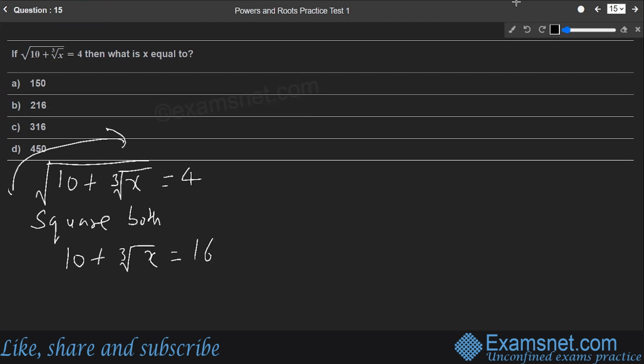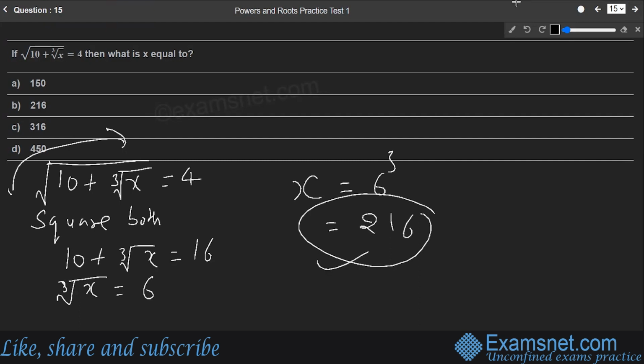Okay, now let's just quickly solve it. Cube root of x is going to be 16 minus 10, that is 6. So to find out x, we have to do the cube on both the sides. If you do the cube on both the sides, x is equal to 6 to power 3, which is nothing but 216. So that is the right answer. X value is nothing but 216, available in option number B.